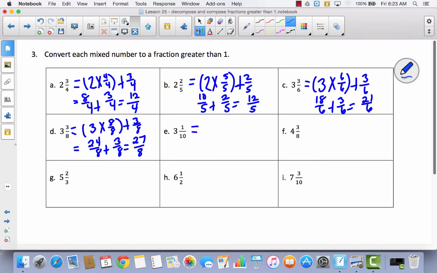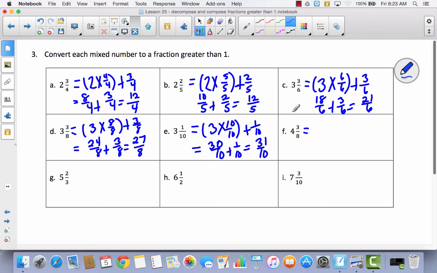Okay, here's some tenths. I like to do tenths because they're easy. So we've got 3 times 10 tenths plus 1/10 equals 30 tenths plus 1/10 equals 31 tenths. So if you haven't stopped to try to do any of these by yourself, I want you to stop now and see if you can't do at least this next one all by yourself.